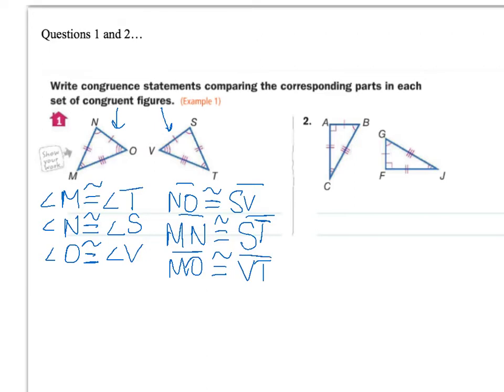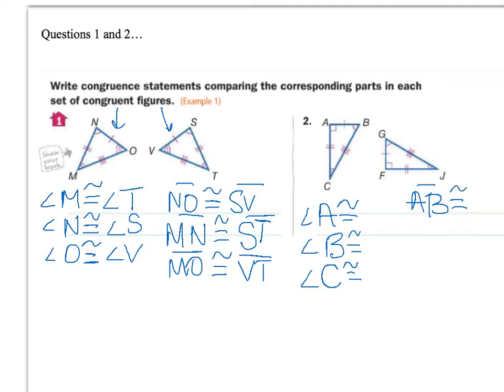Skip a line and write number 2. And I'd like you to do number 2. I'm going to give you the first side of each, or the first angle, and then I'd like you to fill in the blanks just like we did in class today. So angle A is congruent to what? Angle B is congruent to what? And angle C. And then I would like you to do the sides. AB is congruent to what? BC is congruent to what? And AC is congruent to what?